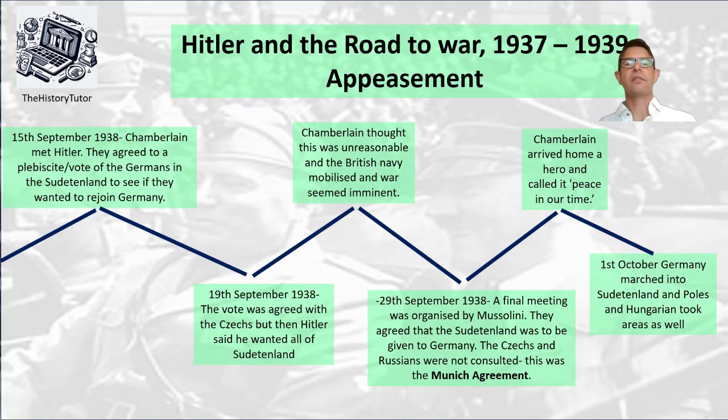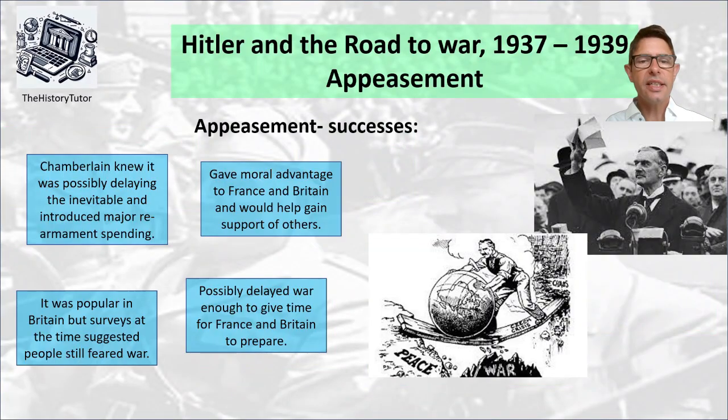So what were the successes and failures of appeasement? Obviously, successes. Chamberlain possibly was a realist and knew this was delaying the inevitable war, but it gave time for rearmament in Britain. They started rearming rapidly. This gave a moral advantage to Britain and France, as they had tried to ensure peace. A country like America would be impressed by this and might be willing to support them in the future.